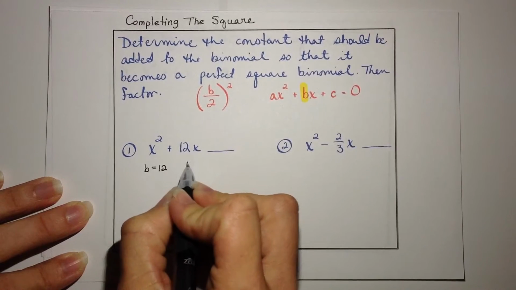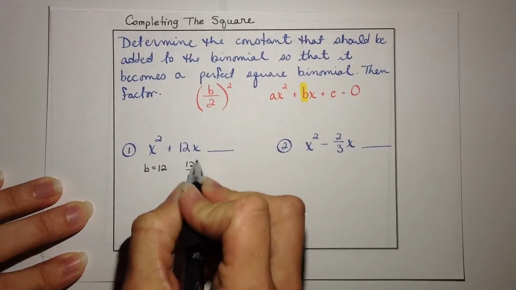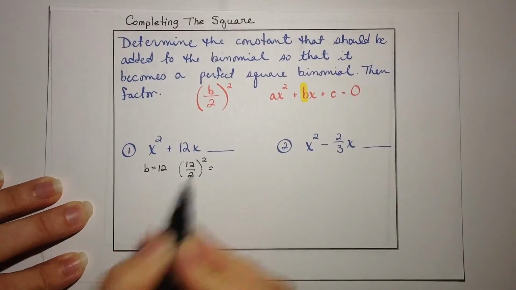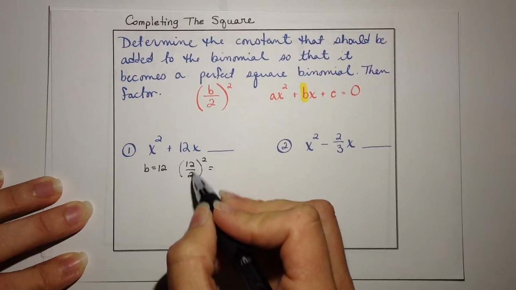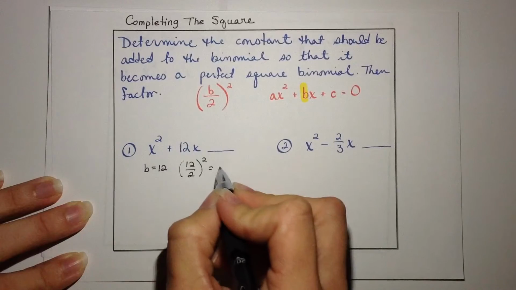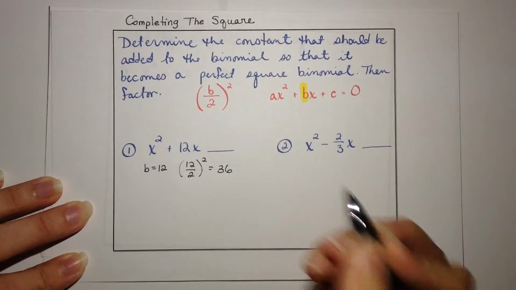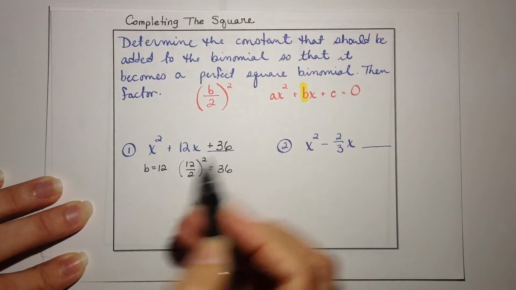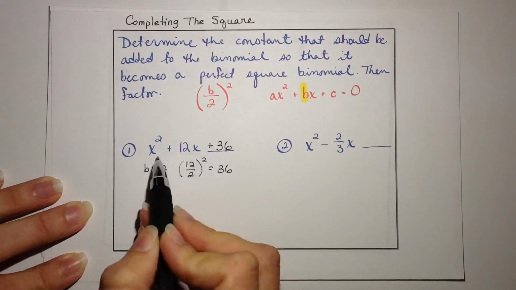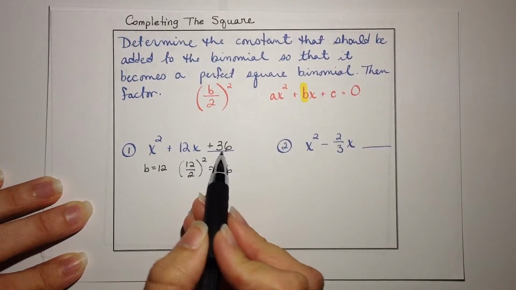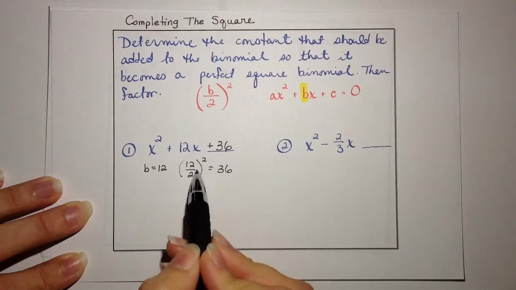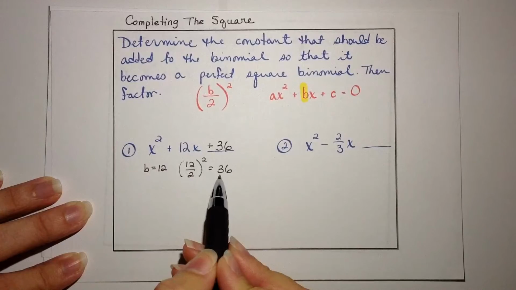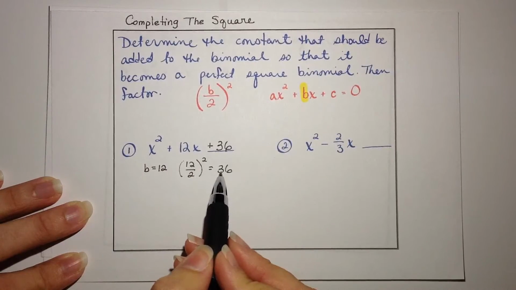Okay, so that means I'll have 12 divided by 2, squared. So you go through your order of operations there. Of course, 12 divided by 2 is 6. 6 squared is 36. So this is going to be the number that's added that gives me this perfect square trinomial. This is always addition because you're always squaring, which means this is always going to be positive. Okay, so that's the first thing it was wanting you to do.